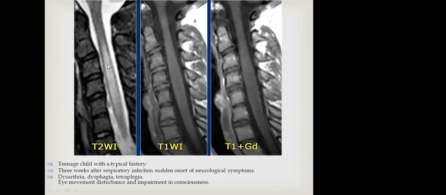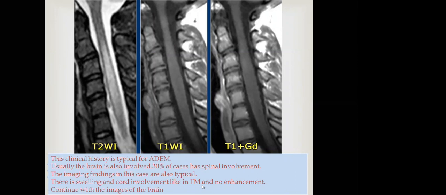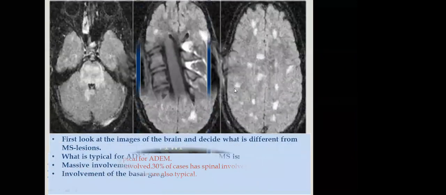This is a long segment T2 high signal with enlargement and swelling of the cord, with no enhancement after gadolinium, which is typical for transverse myelitis. The clinical history is typical, and usually the brain is involved in 30% of the cases. The imaging findings in this case are also typical. There will be swelling of the cord, involvement of the cord like transverse myelitis, with no enhancement.